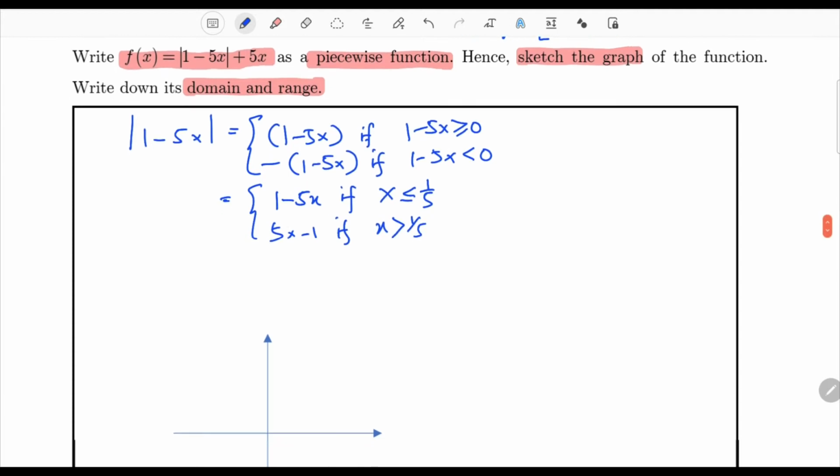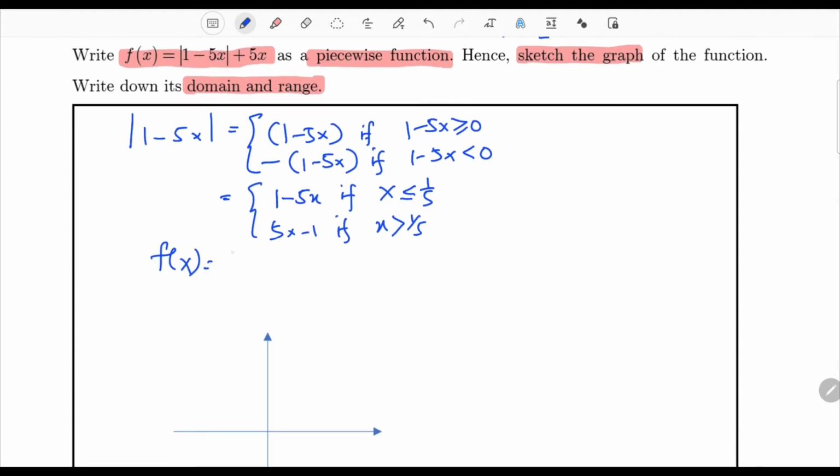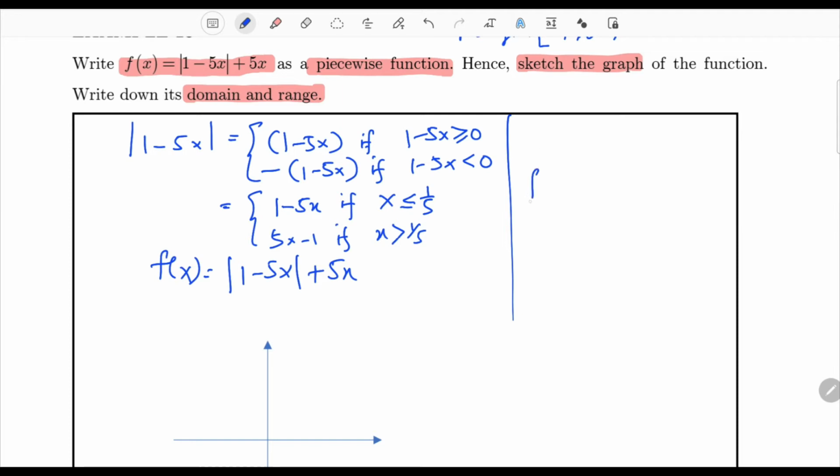So since we have the function f(x) equal to modulus 1 minus 5x plus 5x, we need to split the function into 2. You can use a table, or if you don't use a table you also can. One is when it is positive, meaning 1 minus 5x plus 5x, that is when x is less than or equal to 1 over 5. The other is negative, 5x minus 1 plus 5x, that is when x is greater than 1 over 5.